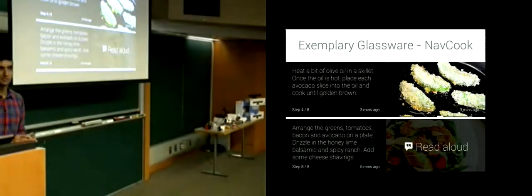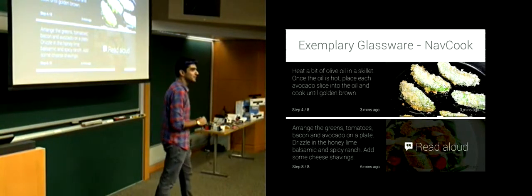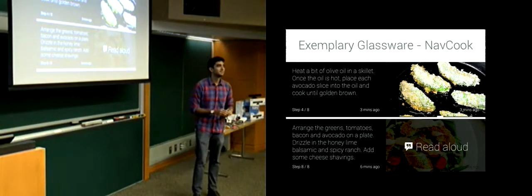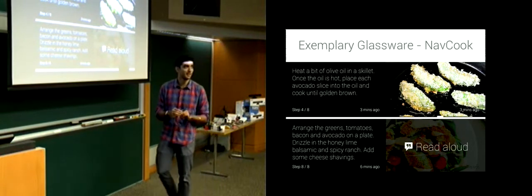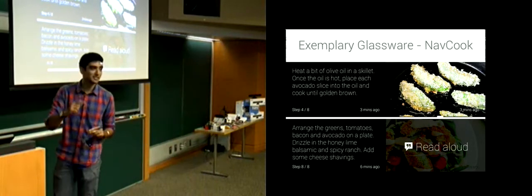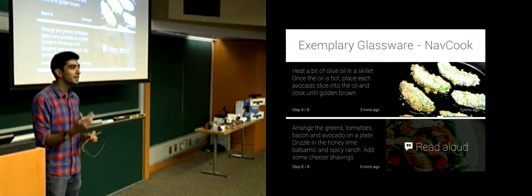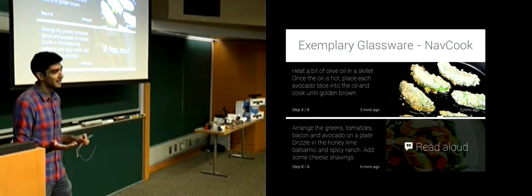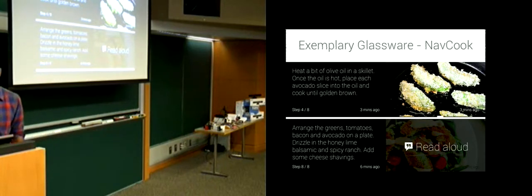Let's go really quickly through some exemplary Glassware. This is one of the first apps that was ever released for Google Glass. It's NavCook, and this is using the official way to interact with Google Glass. Basically, you choose a recipe, it'll sync down a card for you and show you the directions step by step. You can swipe left and right or say next step, and it will read it out loud. So the idea is that in the kitchen, you can be hands-free and interact with this information as you need it.